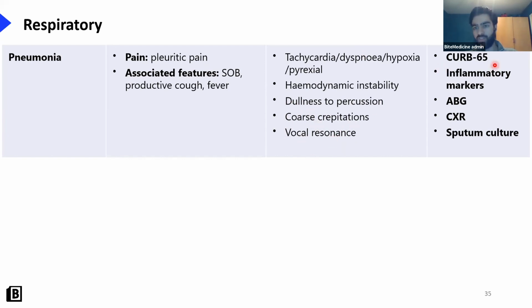CURB-65 is the score that you calculate, and that tells you how severe the pneumonia is. Check the CRP, check the white blood cells, check an ABG if they're hypoxic, do a chest X-ray to see where the chest infection is, and do a sputum culture so you can figure out what nasty bugs are growing in the patient's lungs.